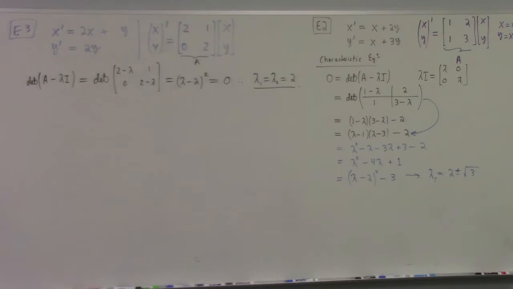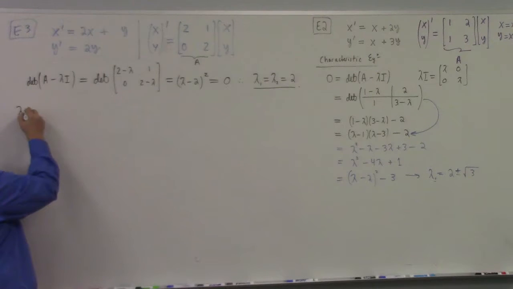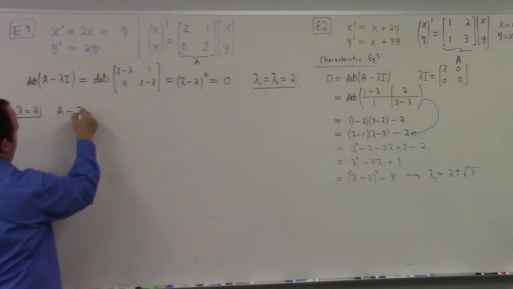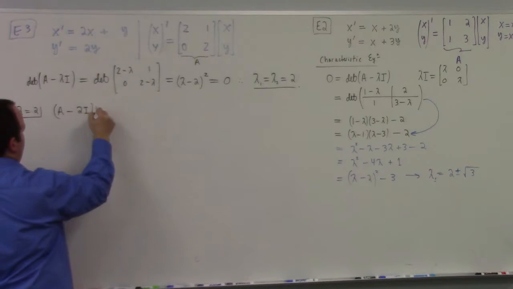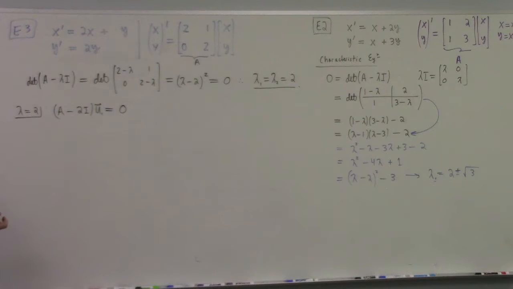All right, so as always, my mistakes are intentional for your learning. But anyway, let's find the eigenvectors. So we're going to look for, let's say, lambda equals 2. We're trying to find A minus 2I times, let's say, u1 vector equal to 0. That's what we're trying to find, this vector.